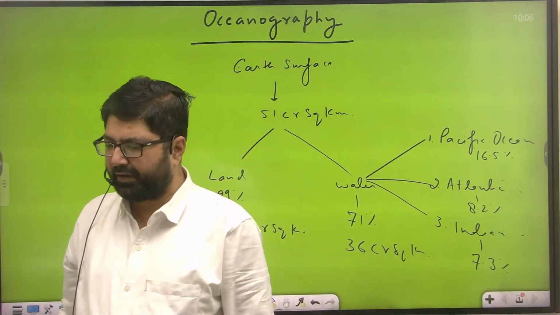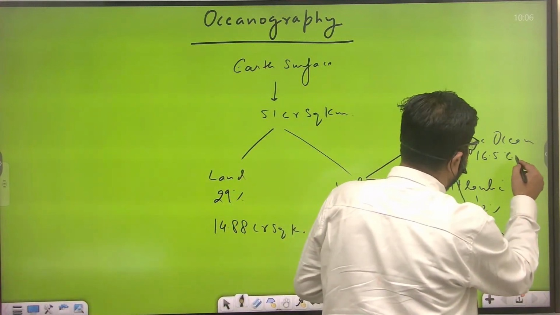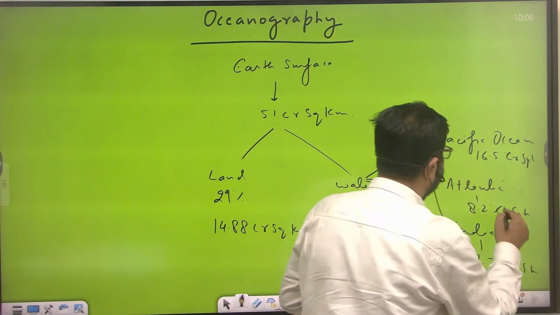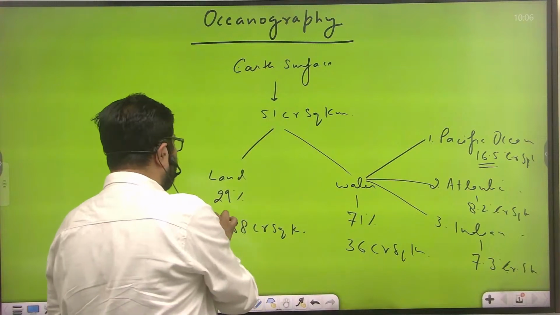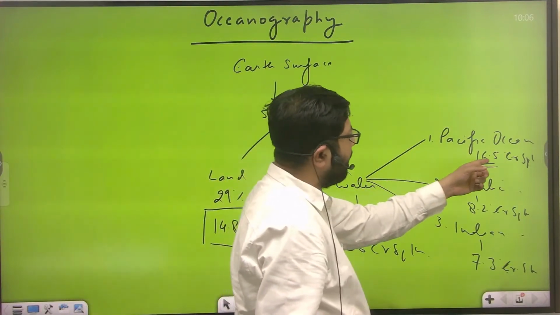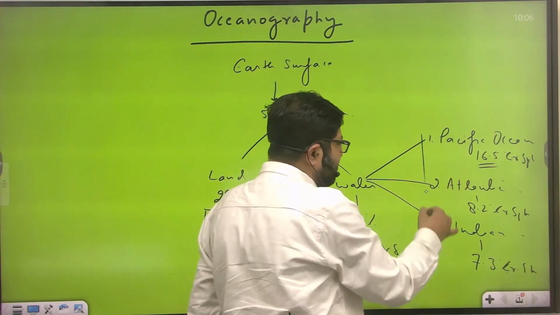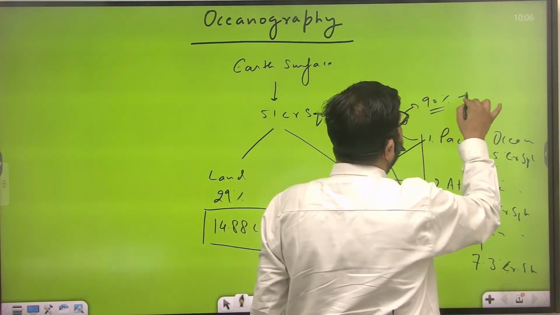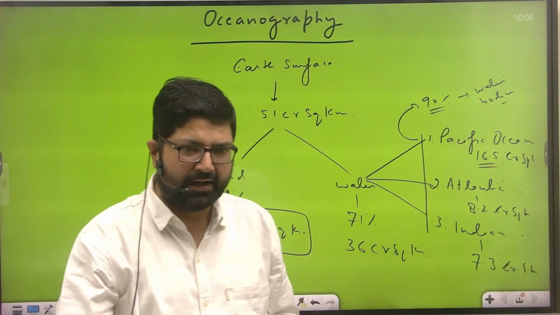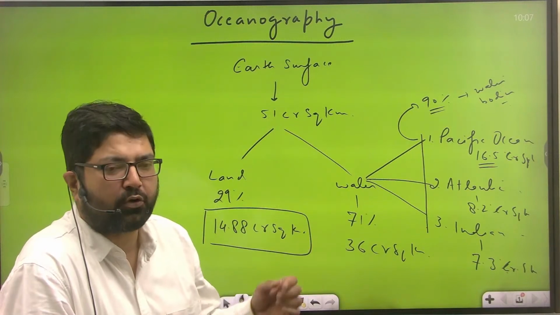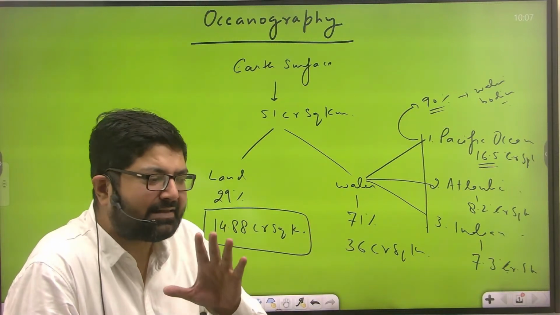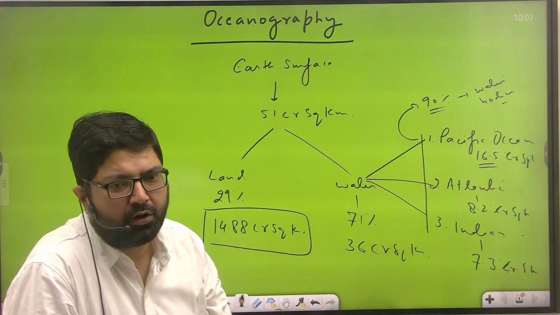Basically, if you see oceanic expanse, it's in crore square kilometer, sorry, not percent. 8.2 crore square kilometer, 7.3 crore square kilometer, not percent. Pacific Ocean itself is larger than the total land area. The extent of Pacific Ocean is more than the entire land area, that is 16.5 crore square kilometer. These three oceans together account for 90% of the total water bodies on Earth's surface. Atlantic Ocean 8.2 crore square kilometer, Indian Ocean 7.3 crore square kilometer.